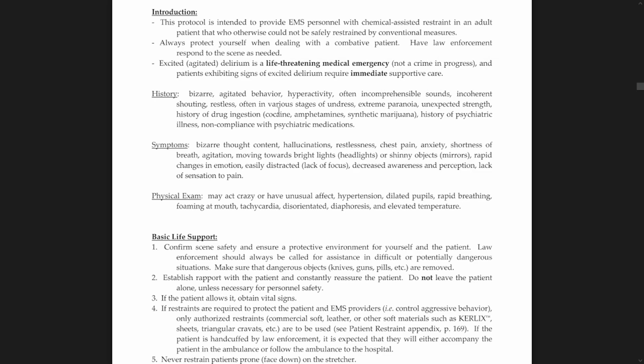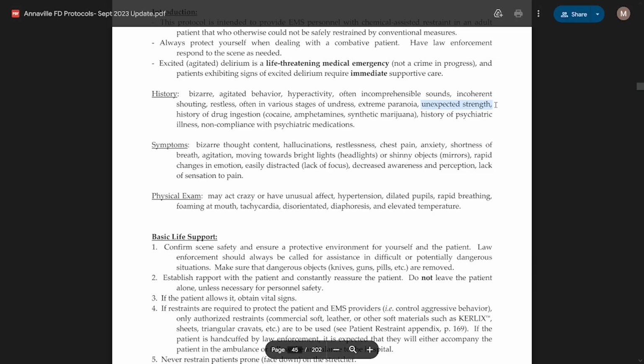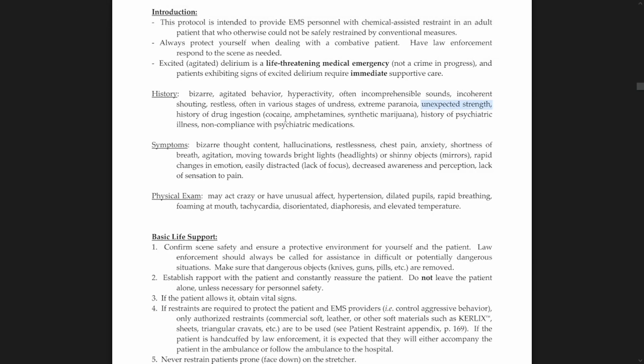It's hyperactivity, often incomprehensible sounds, incoherent shouting, restless, often in various signs of undress, extreme paranoia, unexpected strength. That's a really big one. History of drug ingestion, such as cocaine, amphetamines, and synthetic marijuana. A history of psychiatric illness, non-compliance with psychiatric medications.